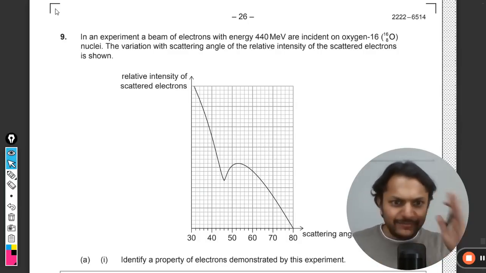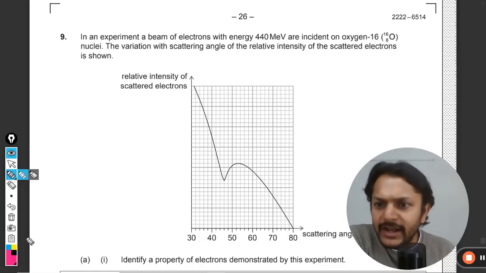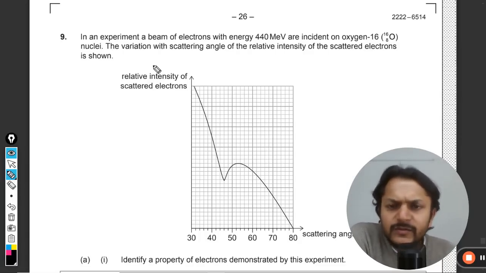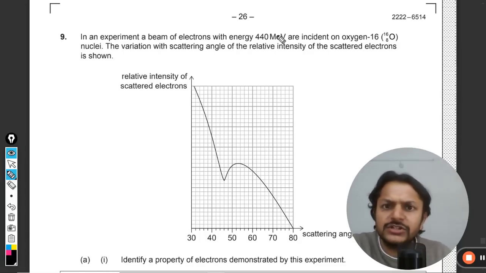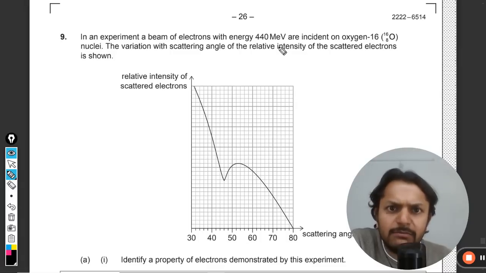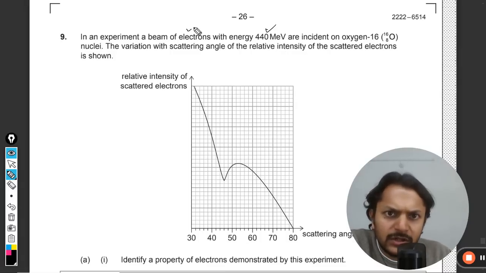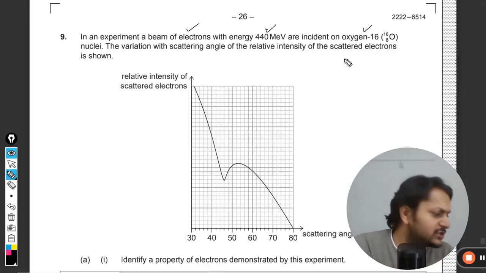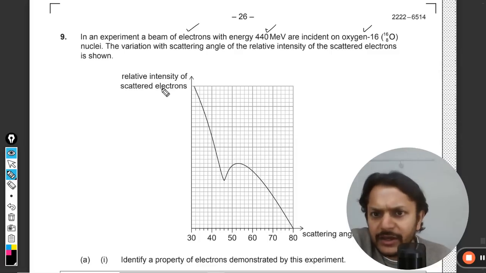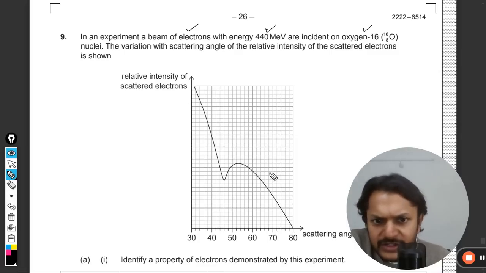Okay, dear student, let us see what is there in this question. In an experiment, a beam of electrons with energy 440 mega electron volt are incident on oxygen-16 nuclei. The variation with the scattering angle of the relative intensity of the scattered electrons is shown. Okay, so relative intensity of the scattered electron is this, and the graph is shown here.